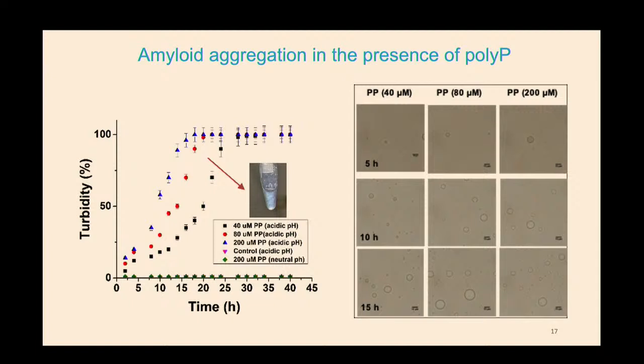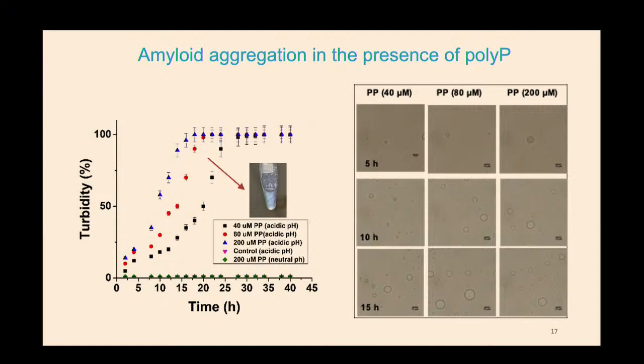You can see that just like how the ThT fluorescence assay increased, the same way the turbidity also increases, indicating the formation of these droplets and initiation of two-phase separation. And again, we are showing the effect of increase in the concentration of polyphosphates. So this is 40 micromolar, this is 80 micromolar, this is 200 micromolar, increasing in concentration.